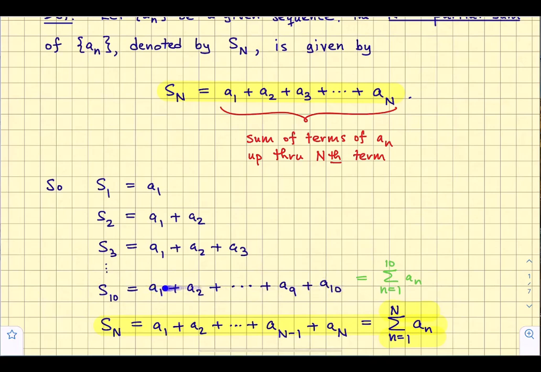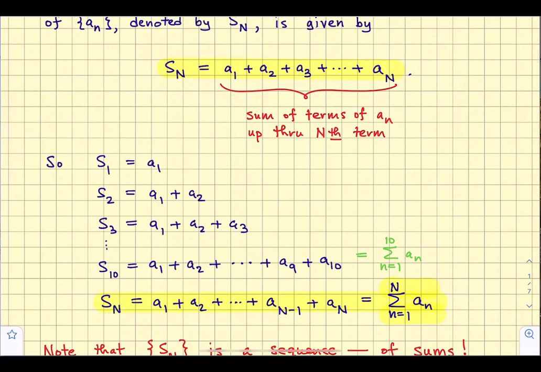As this gets longer and longer to write down, we can more succinctly and compactly write this using summation notation. So this is just the sum from little n equals 1 to 10 of a sub n. This would be what s sub 10 is. It's very important that you notice the distinction between the little n's and the big N's here. They are playing completely different roles.